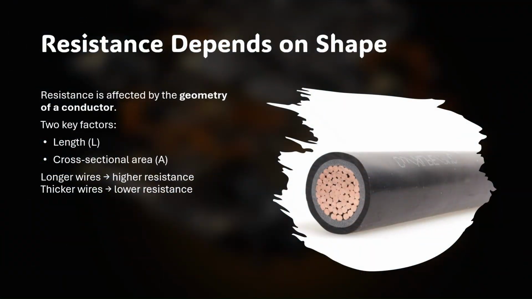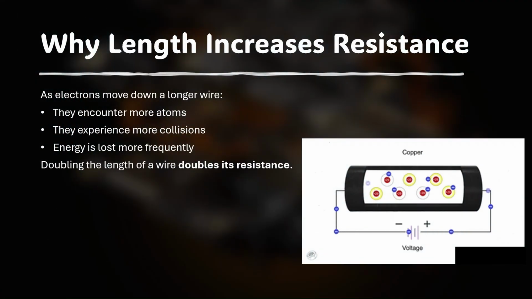Resistance depends on geometry. Resistance is not determined only by the type of material. It also depends on the physical shape of the conductor. Two important geometric factors are length and cross-sectional area. Effect of length. As electrons travel through a wire, each collision slows their forward progress.